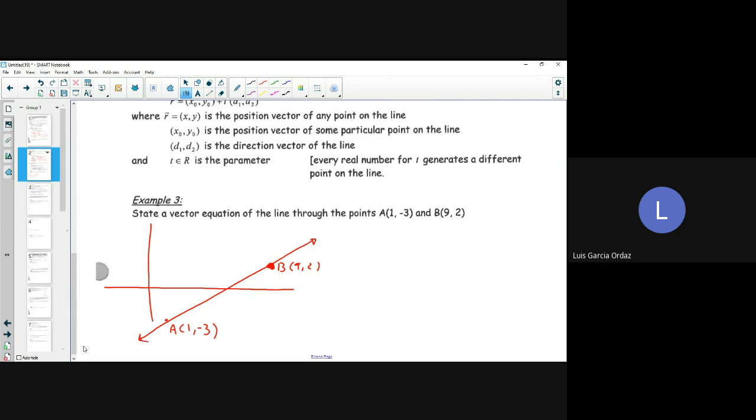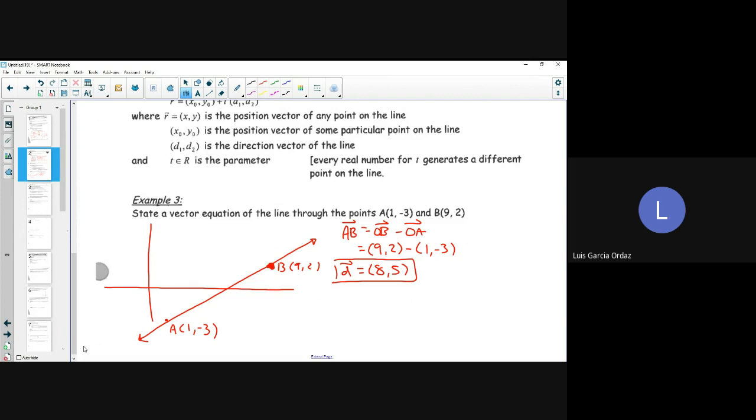So now let's figure out what my direction vector is going to be. So I need vector AB. Vector AB we can also find from what we did before, which is OB minus OA. So remember, head minus the tail, which means I get (9, 2) minus (1, -3). And this gives me a direction vector of (8, 5). So my direction vector is going to be (8, 5).